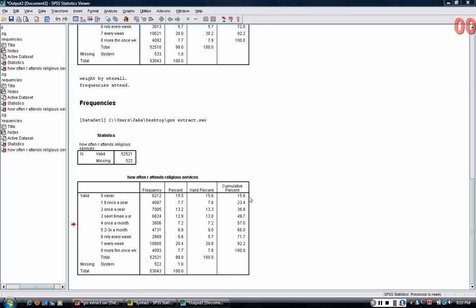You don't really care about the sample itself. You only care about the sample insofar as it represents the population. So representative of the population is, of course, the goal.